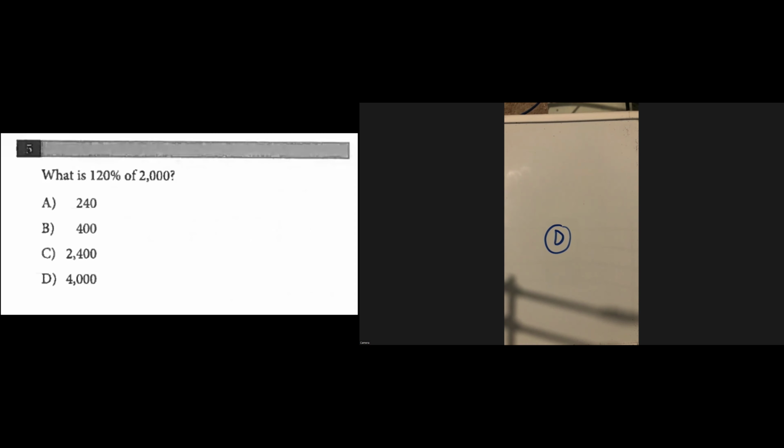Okay, question 5. Okay, so for question 5, we just have to turn the percentage into a decimal, which will just be 1.2. So 2,000 times 1.2 is 2,400, which is answer choice C. Okay, question 6.